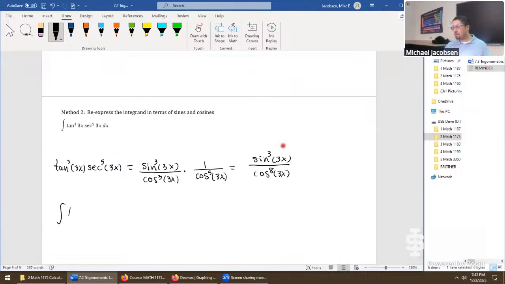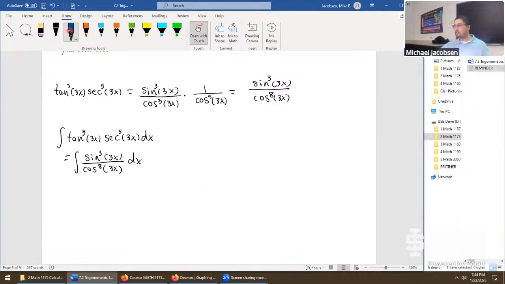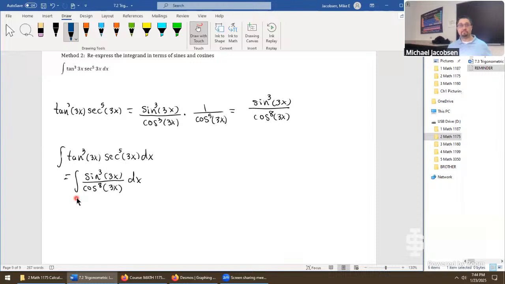Let's try integrating this one right here. So tangent cubed 3x, secant to the 5th 3x dx can also now be attacked from the direction of integrating instead sine cubed 3x divided by cosine to the 8th of 3x dx. So now a u substitution here could be tricky. Any volunteers for a choice on a u? Let's give it a try.